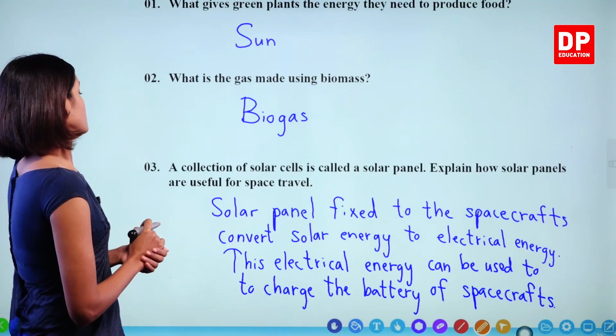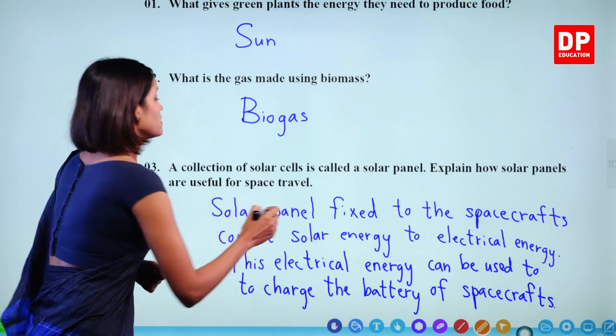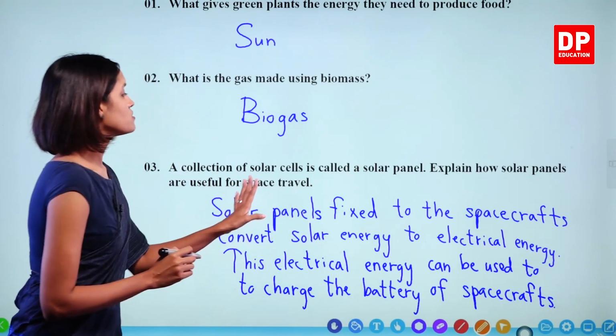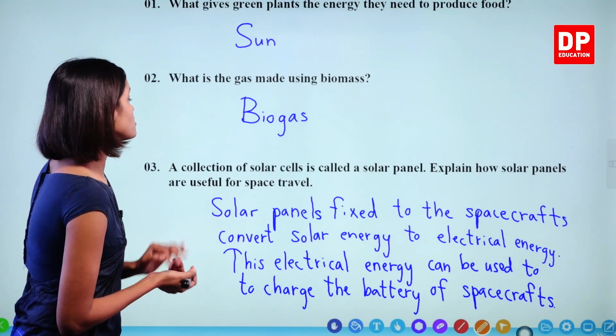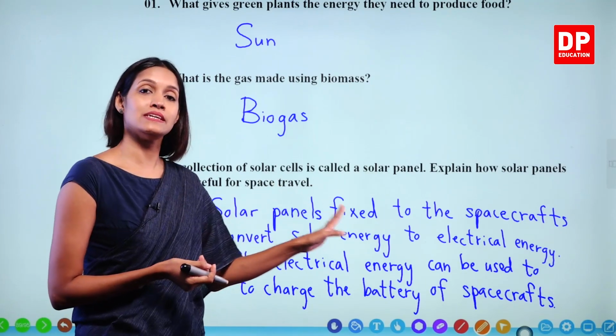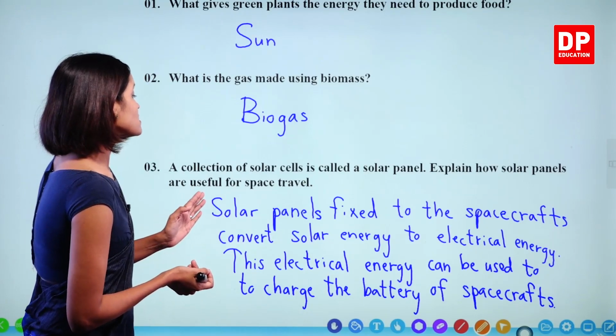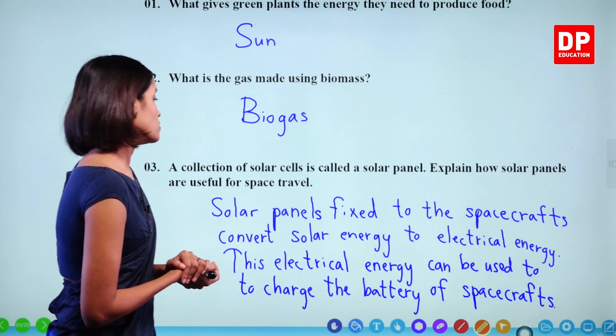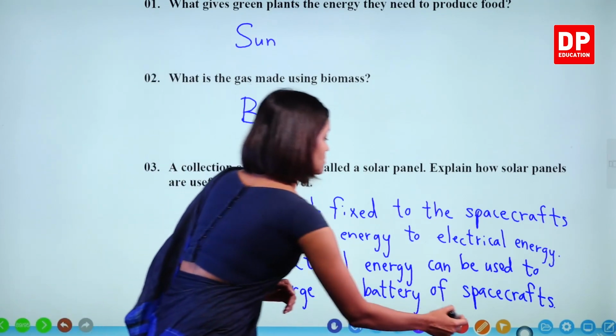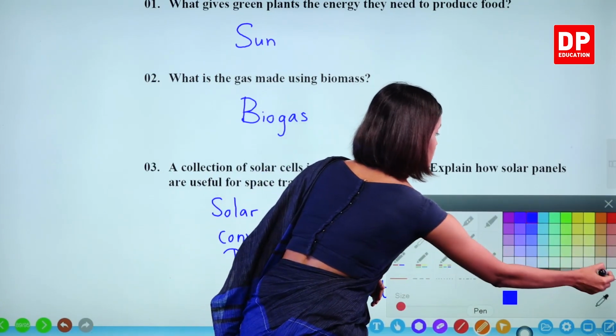Okay, children. Solar panels fixed to the spacecrafts convert solar energy to electrical energy. This electrical energy can be used to, we have written twice in the rest of it.